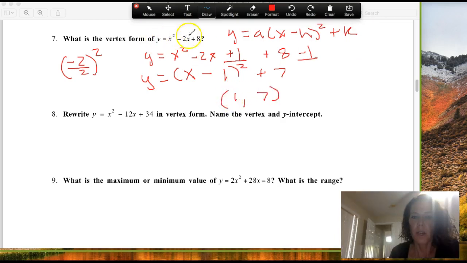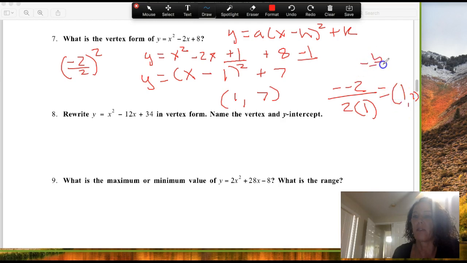If you did the negative b over 2a thing in standard form to get your vertex, negative b would be negative, and then my b value is negative 2, so it would be a double negative, over 2 times my a value, which is 1. This would be positive 2 divided by 2, which would be 1, and I still get the same value. And then I would come over and plug this in for x to get my y value, which would give me 7. So I would get 1, 7 also, even if I did the negative b over 2a for your vertex, comma, the y value for that.